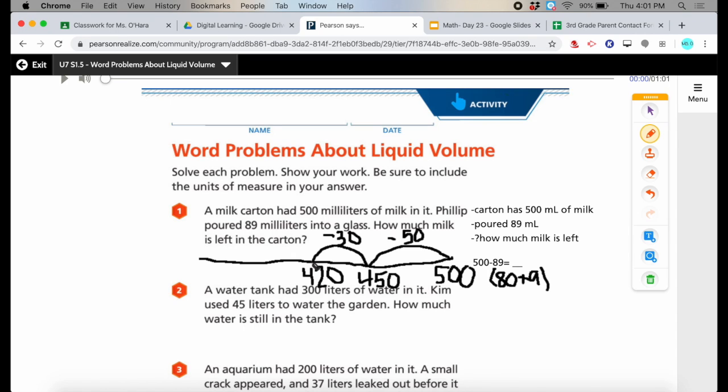And now I'm taking away 9. I'm first going to take away 5 to make it a friendly number. So I know 420 minus 5 is 415. And now I'm going to take away 4, which is 411. Coming back over here to write my answer. So 500 minus 89 is 411. And then I remember that it says that I need to include my units of measurement. So 411 milliliters. And I'm just going to drag it right over here where my answer is.